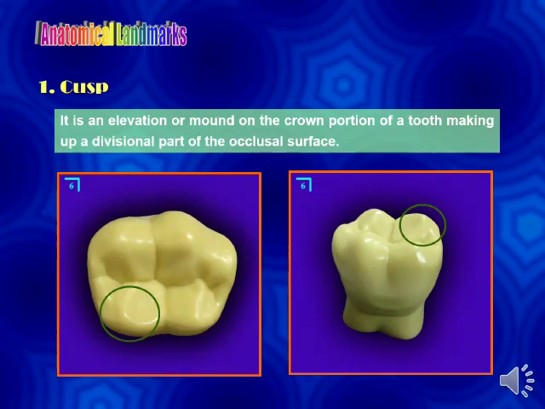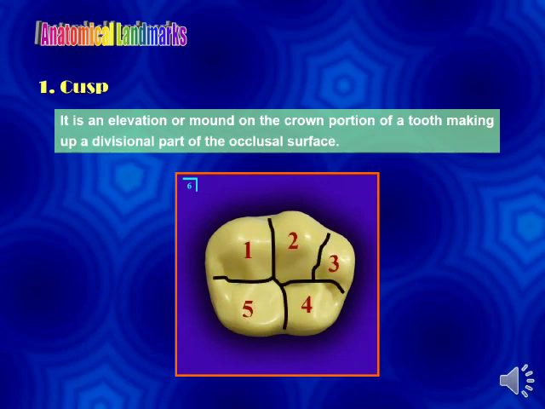First, cusp. It is an elevation or mound on the crown portion of a tooth making up a divisional part of the occlusal surface. The cusp is the elevated part, like a hill, and it is located on the occlusal surface. This lower 6 has 5 cusps, 3 buccal and 2 lingual.